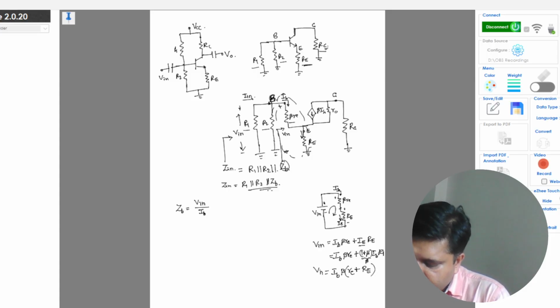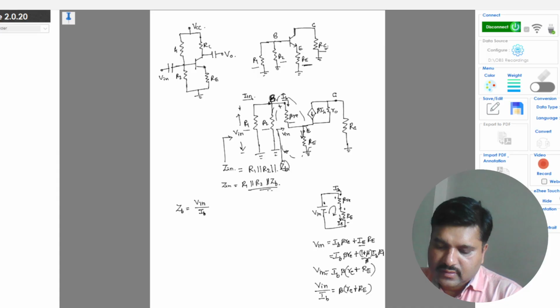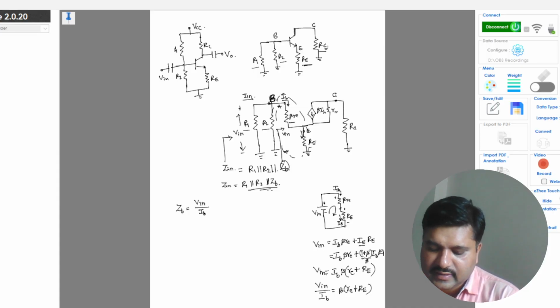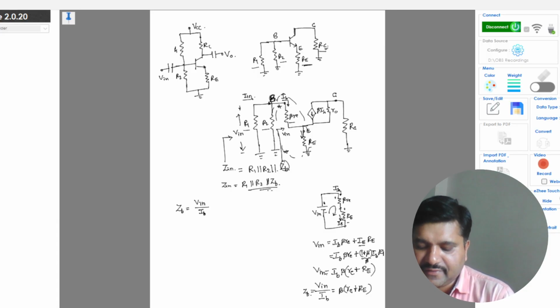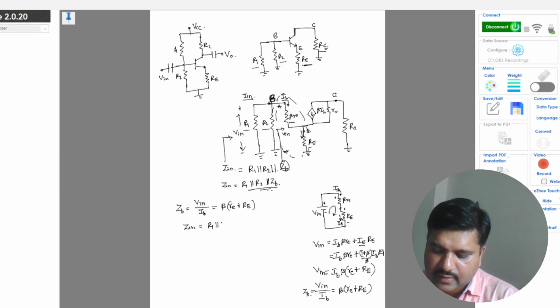So this will be my Vin. My Vin by IB will be beta times of re plus capital RE. This is my effective resistance seen between the terminal, this base to ground, that is ZB. This Vin itself is nothing but ZB between the base to reference. Now this ZB will be beta times of re plus capital RE. So my input impedance will be R1 parallel with R2 parallel with beta times of re plus RE.